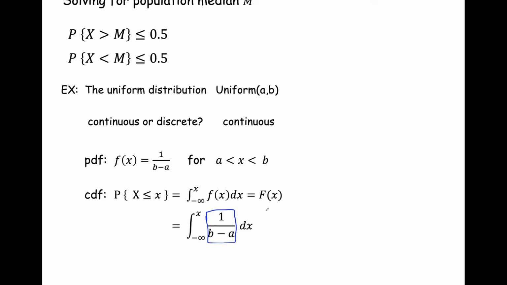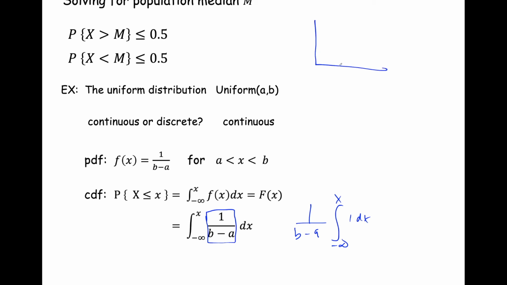Now, of course, that's the same as 1 over b minus a times the integral of 1 dx. Well, integral of 1 dx from minus infinity to x is just x. Now, this density function is only defined between a and b. And so from minus infinity to a, it's 0.